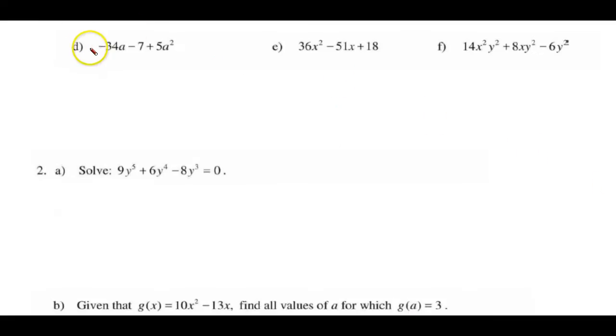Now in letter D, is this in standard form? No. So 5a squared minus 34a.